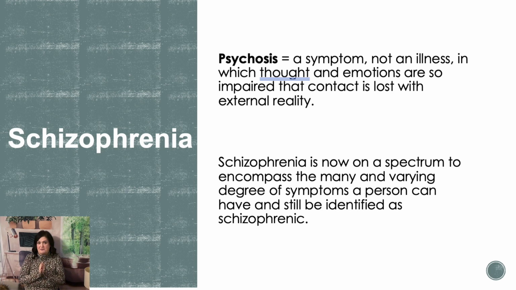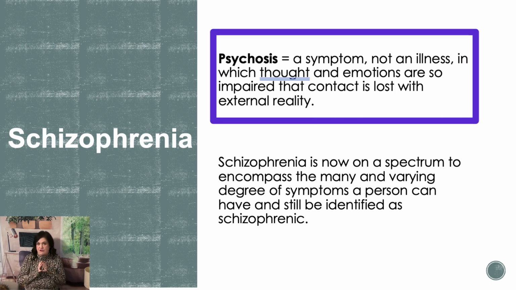So go to the top of your page, and that big cloud is the word psychosis, okay? Because it's really super important for you to get this definition and to understand schizophrenia. So psychosis is a symptom, not an illness unto itself. It's part of the illness, but it's a symptom of the illness in which thought and emotions are so impaired that a person loses contact with external reality, right?